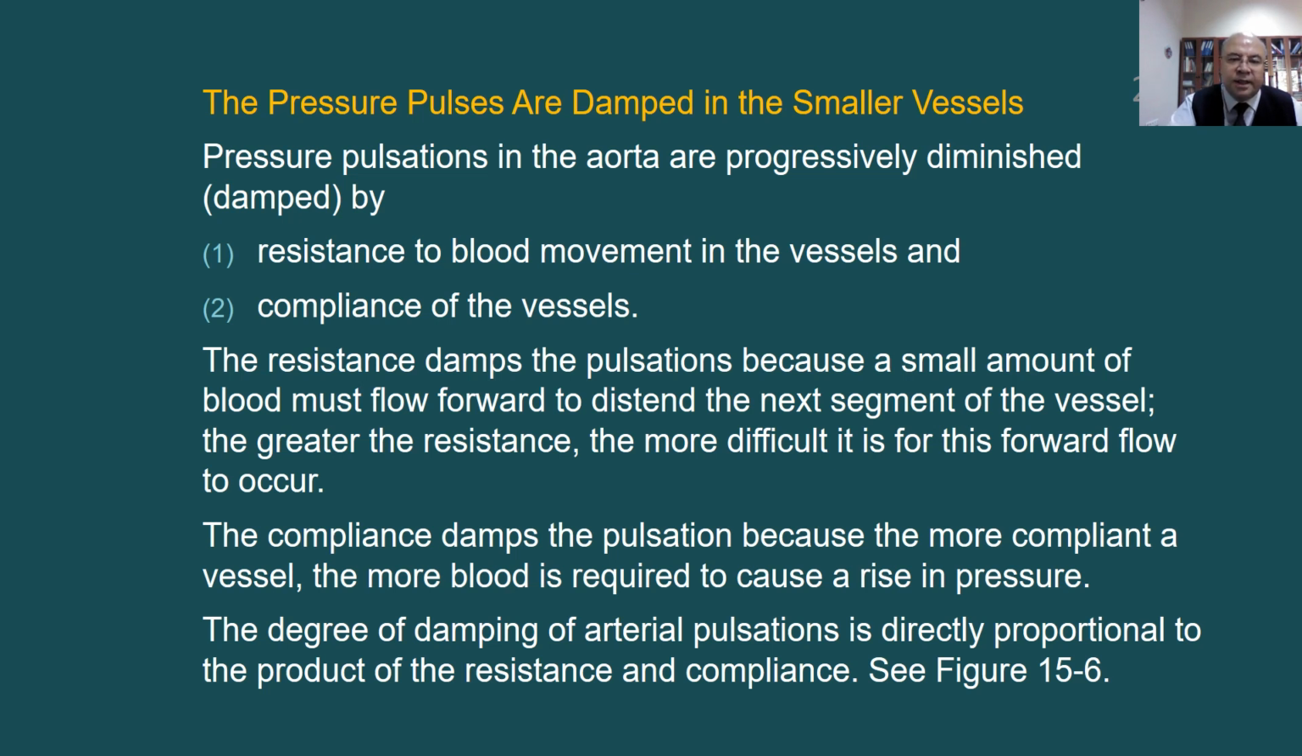The resistance damps the pulsations because a small amount of blood must flow forward to distend the next segment of the vessel. The greater the resistance, the more difficult it is for this forward flow to occur. The compliance damps the pulsation because the more compliant a vessel, the more blood is required to cause a rise in pressure. The degree of damping of arterial pulsations is directly proportional to the product of the resistance and compliance.